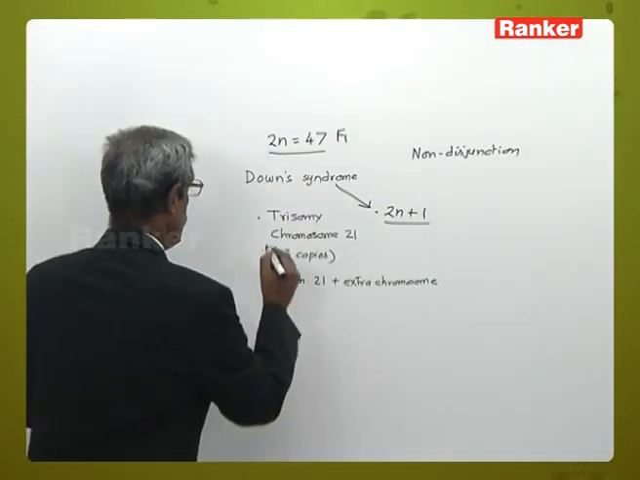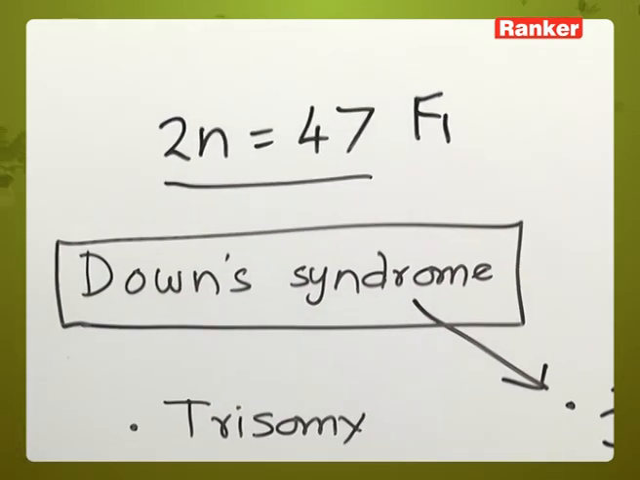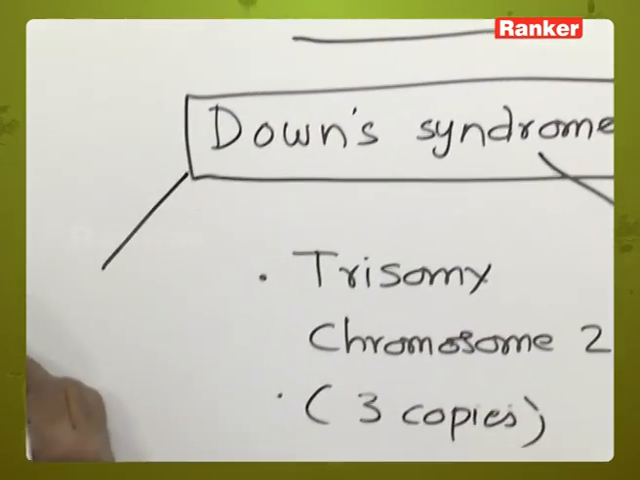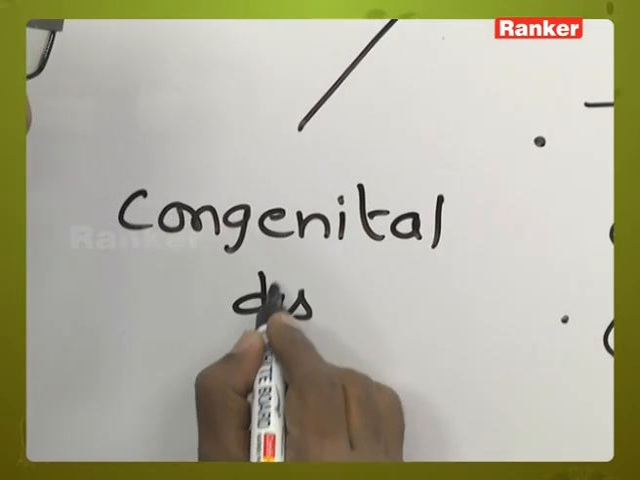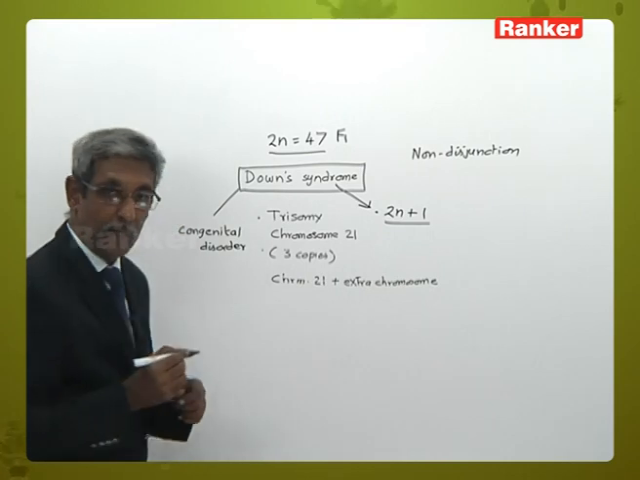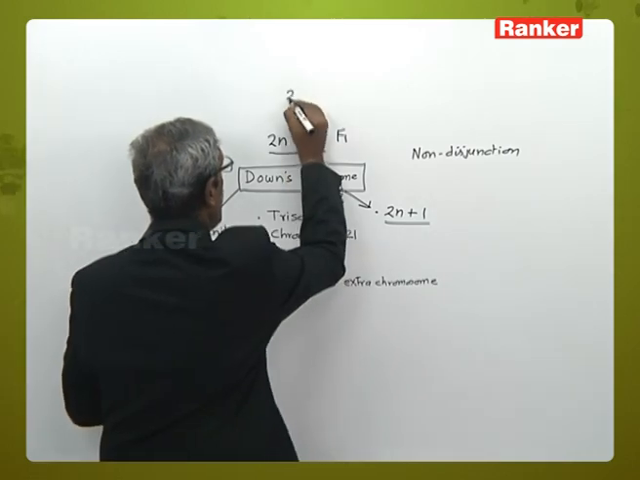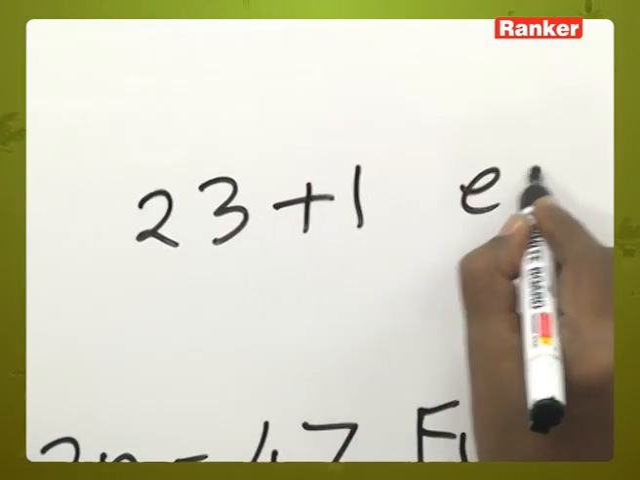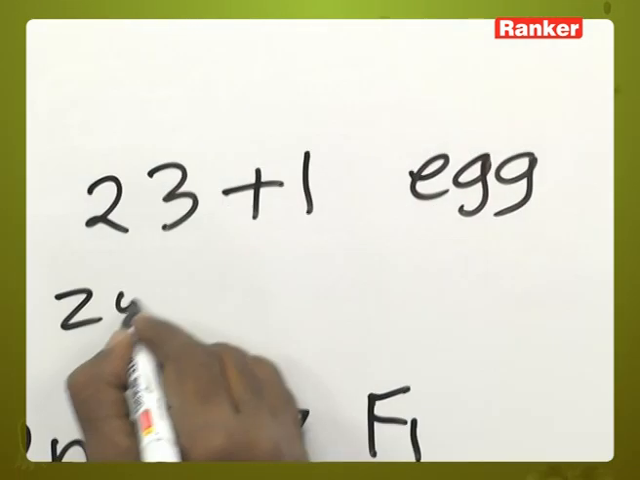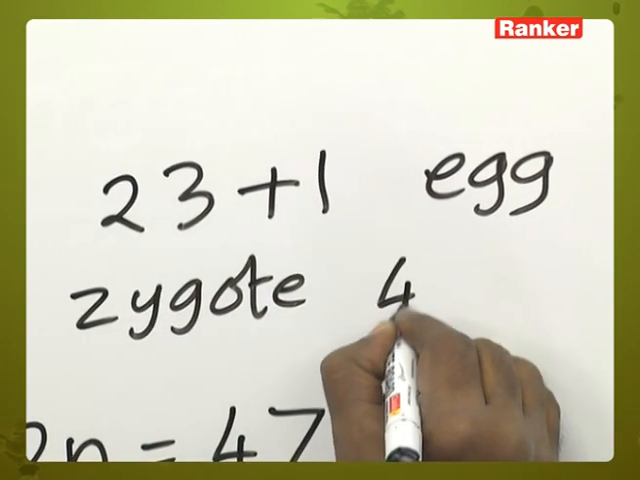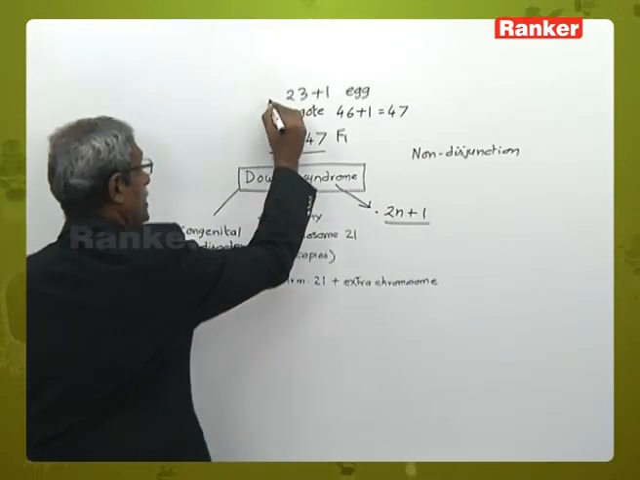Now, when you take Down syndrome, it is a congenital disorder. That is, the character can be inherited, because we have 23 plus 1 chromosome in the egg. Thereby, in the zygote, we would be having 46 plus 1 is equal to 47 chromosomes. So this is a very important feature.